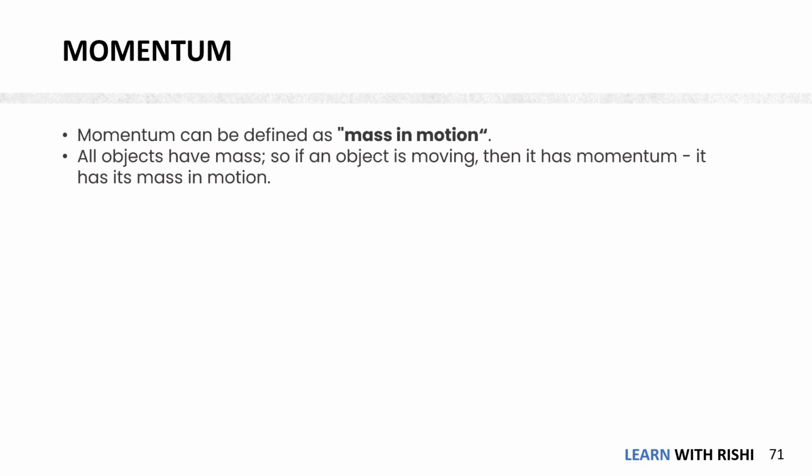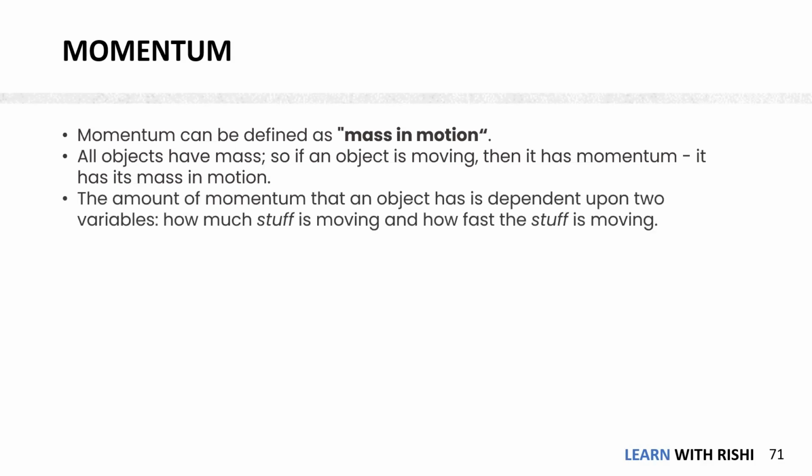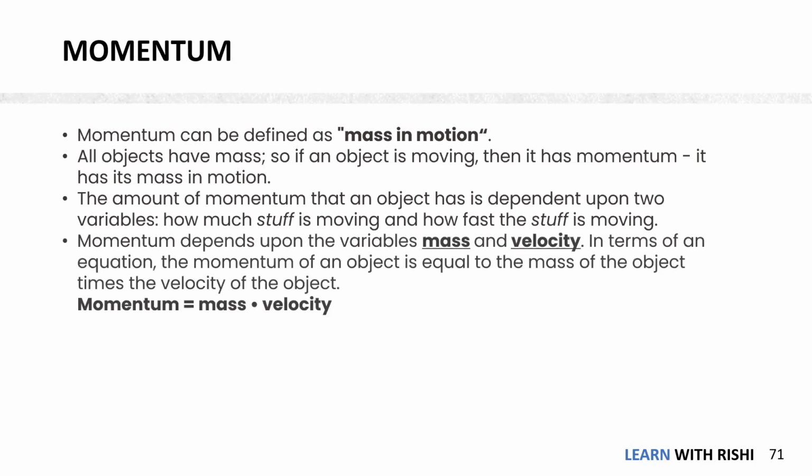What is exactly momentum? So momentum is defined as mass in motion. All objects have mass, so if an object is moving, then it has a momentum. It has its mass in motion. The amount of momentum that an object has is dependent upon two variables: how much the stuff is moving and how fast the stuff is moving. Okay, now the two variables are nothing but mass and velocity. In terms of equation, momentum of an object is equal to mass of the object times the velocity of the object. Now, momentum is nothing but product of mass and velocity.